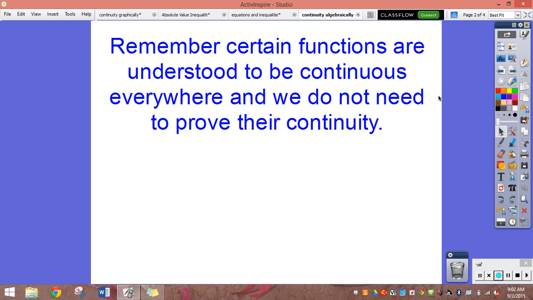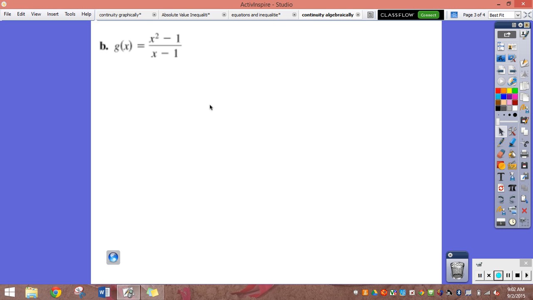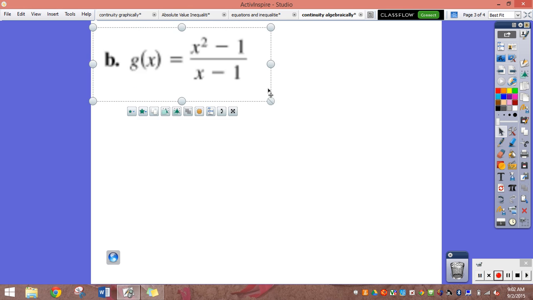A case where a function is not understood to be continuous everywhere is a rational function. So let's say we had g of x equals x squared minus 1 over x minus 1. Even though the numerator and denominator are each polynomials, and polynomials are understood to be continuous everywhere, as a function together it's not necessarily continuous everywhere because the denominator could equal 0, which creates an undefined point.